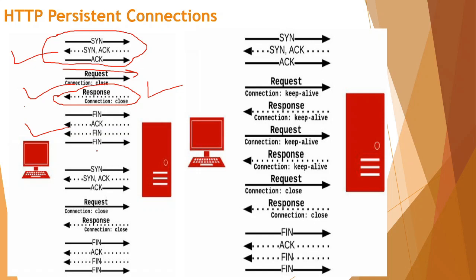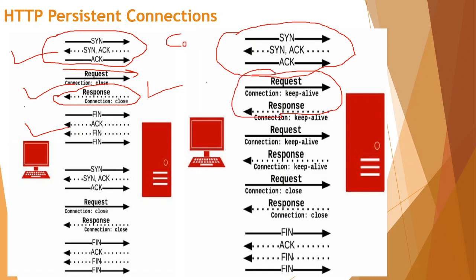In HTTP 1.1, they introduced the Connection keep-alive header. With the help of this header, the client and server don't need to initiate the TCP three-way handshake again and again after the request and response. So the client and server can reuse a single TCP three-way handshake session.